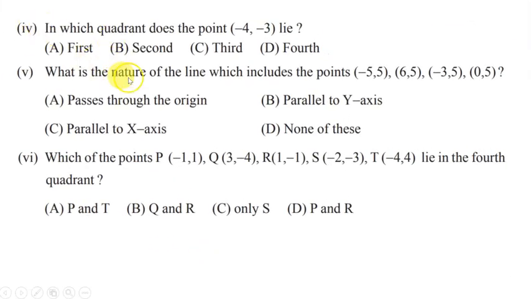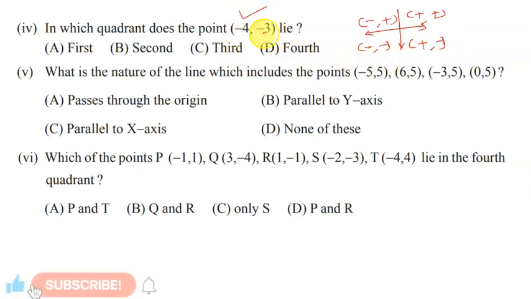Next, in which quadrant does the point (-4, -3) lie? Both are negative. In first quadrant दोन्ही पॉझिटिव्ह असतात. In second quadrant minus and plus. In third quadrant minus and minus, and in the fourth quadrant plus and minus. Here the given point has both x and y negative. It lies in the third quadrant. And hence option C is correct.